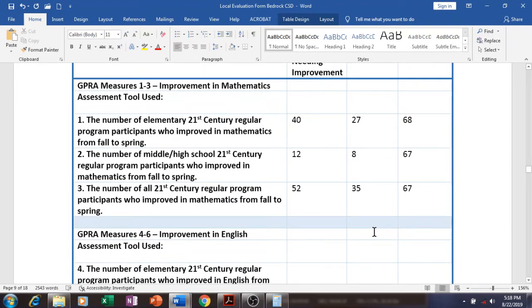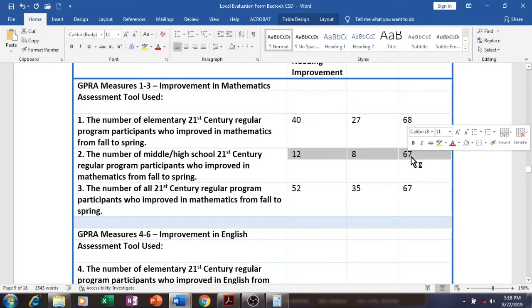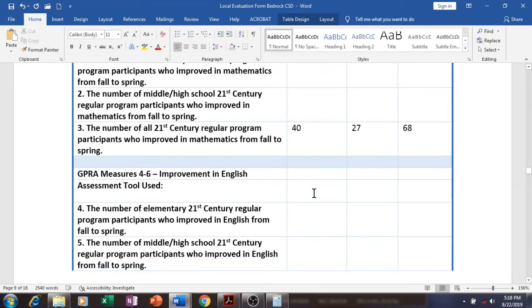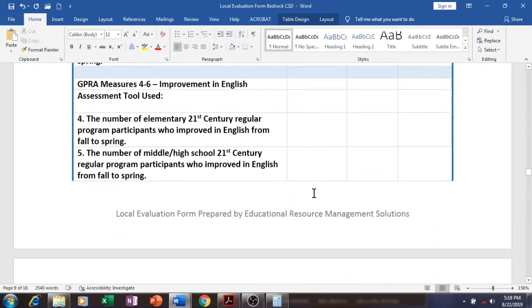What do you do if you don't have any secondary students in the program? That means you would have no data for that row. So what would go in the total? Very easy. You just bring down your elementary, because that's the same as your total. Please check your math, especially your percentage. We have several every year that don't have the correct percentages. As science and math teachers, that bothers us.